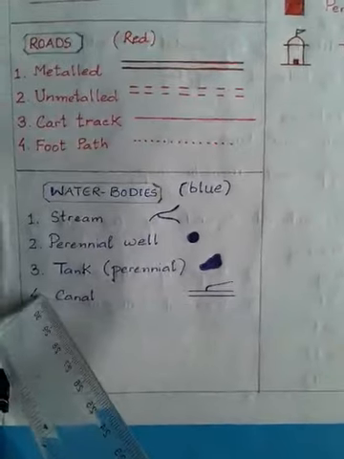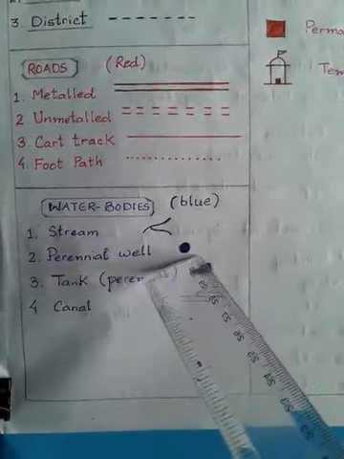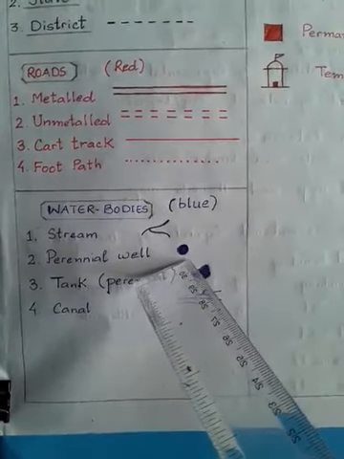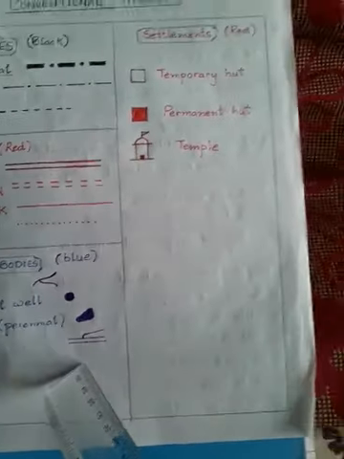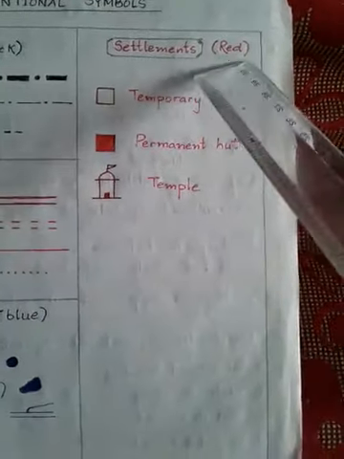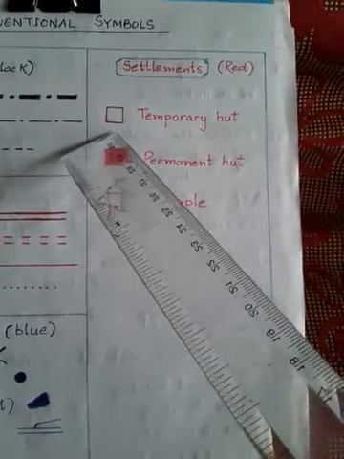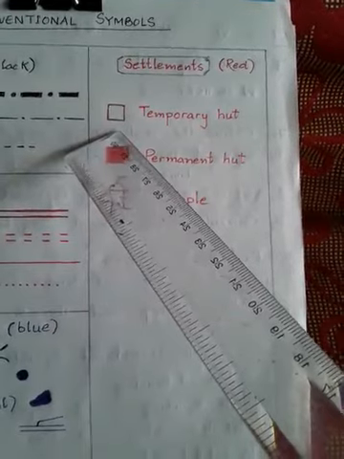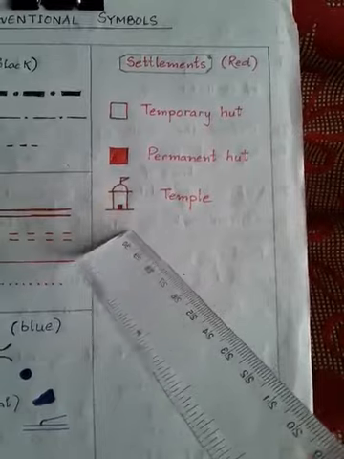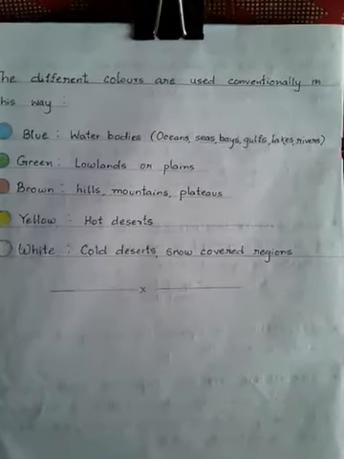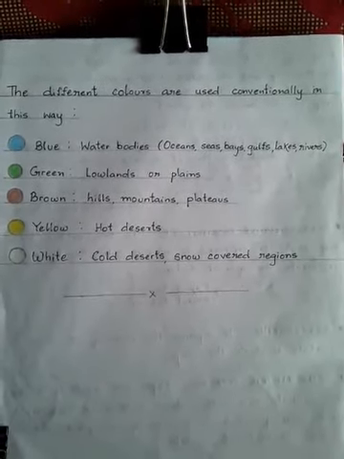Now come to the water bodies. Blue color, stream, perennial well, it's a circle that is shaded with blue color, perennial tank, and canal. And see the settlements which are drawn with red color. Temporary hut, which is a square, not shaded, it is blank. Permanent hut, it is shaded with red color, and a temple. Now you see there are different colors which are used conventionally in this way.